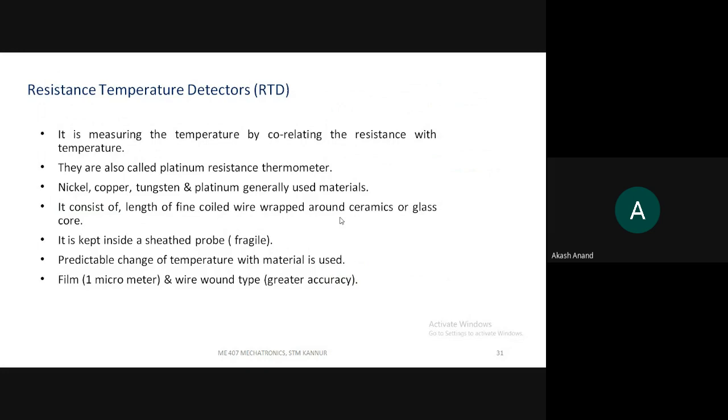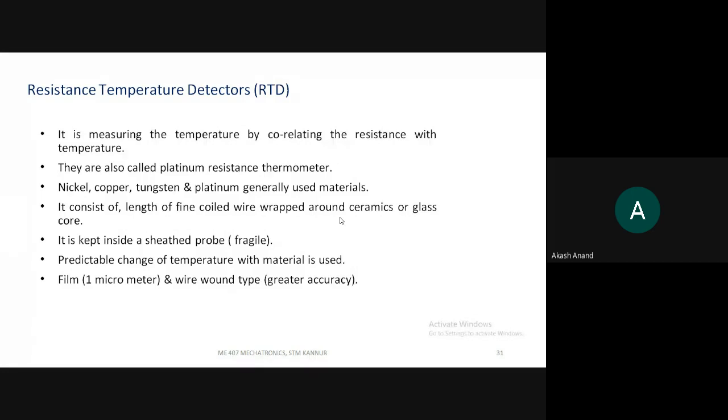Next is predictable change. It is a predictable change of resistance with temperature for the material used. Since the platinum wire and the core is ceramic, we can predict the change of resistance with temperature. If we are measuring a certain temperature, the standard values are available for the device. So easily we can find what the temperature is.